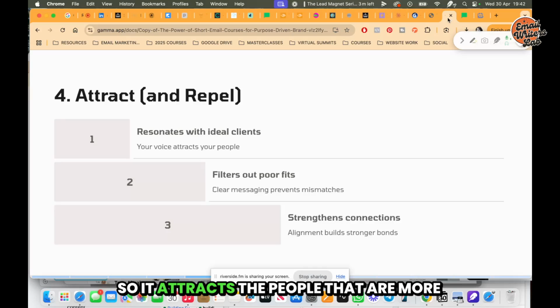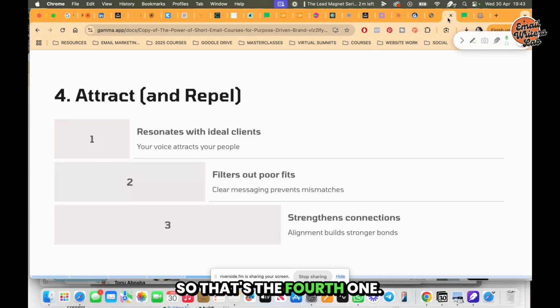So it attracts the people that are more likely to work with you and buy from you. And then it also repels people who are not your ideal client. Even when they're in the course, some of the messaging can be tailored to attract and repel. They're not the kind of people that you want to work with, because you are going to be saying, this is the way I work, this is my method, this is the madness of my method, this is how it has worked for others, and so on and so forth.